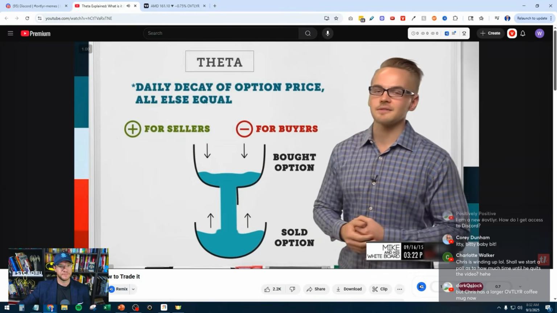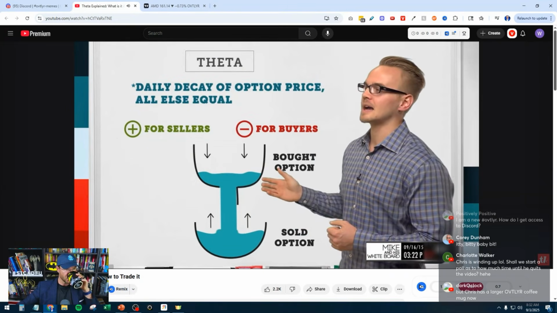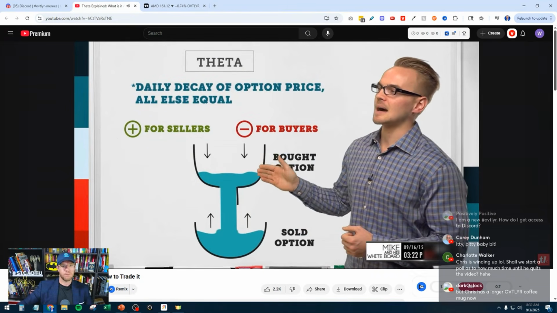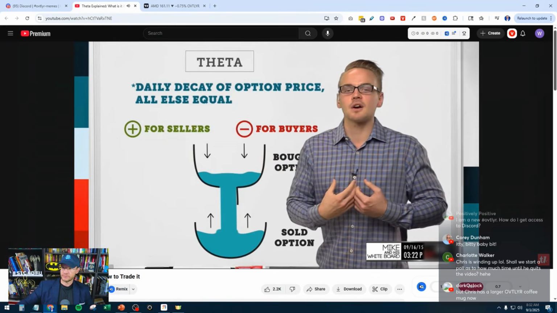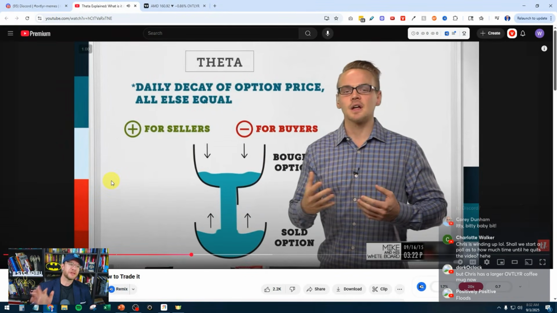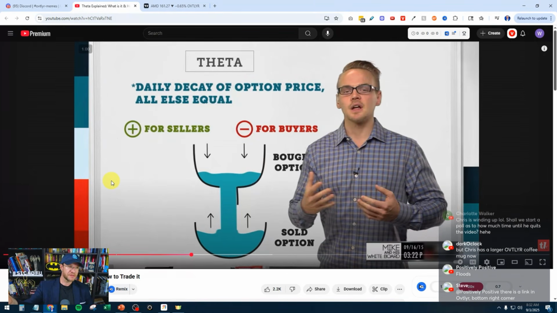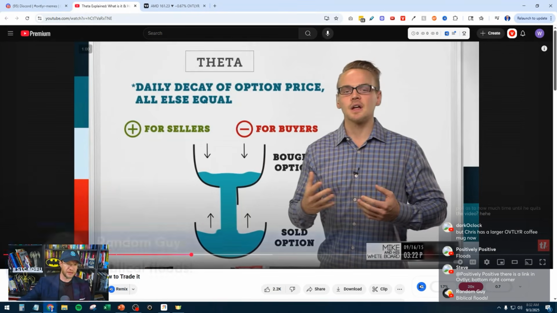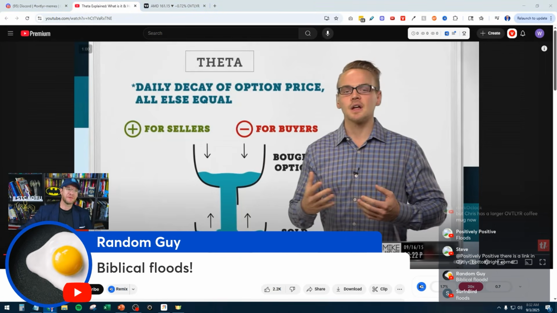So this is one way to visualize it. Over time, as time passes, the option that I bought, if I'm buying a call, it's going to decay. But it's only going to decay a tiny, tiny bit, an itty bitty baby bit, if you're buying the deep in the money options. If you're buying the out of the money options, yeah, of course, it's going to decay because it's a lottery ticket. Don't do that.